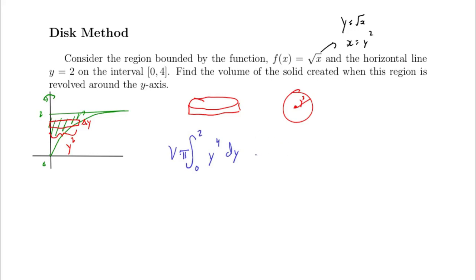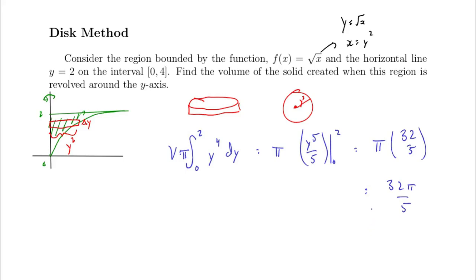So again, this should be a pretty easy thing for us to do. Pi times y to the 5th over 5 evaluated from 0 to 2. That's pi times 2 to the 5th. What's that, 32 over 5? So we'll call this 32 pi over 5. No big deal.